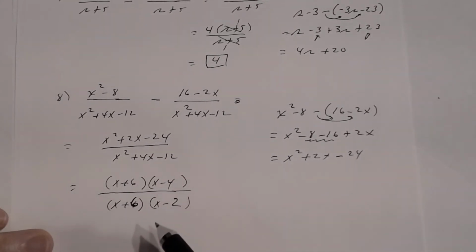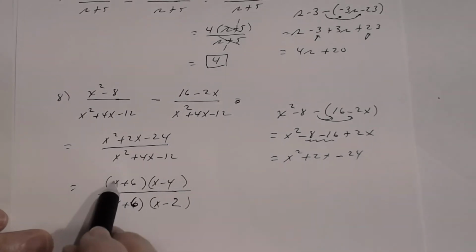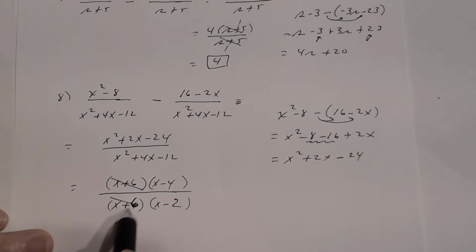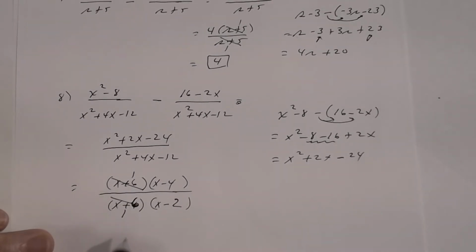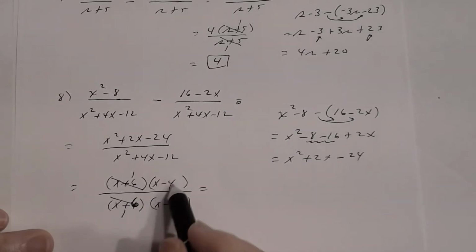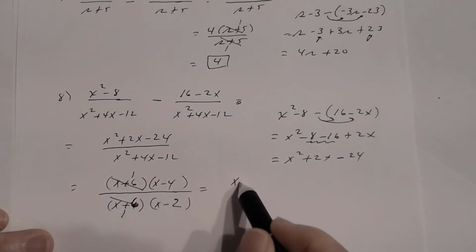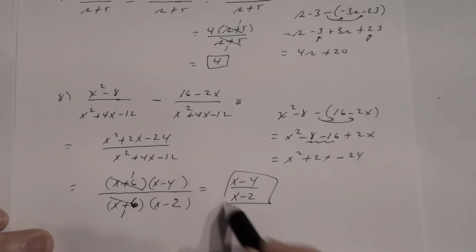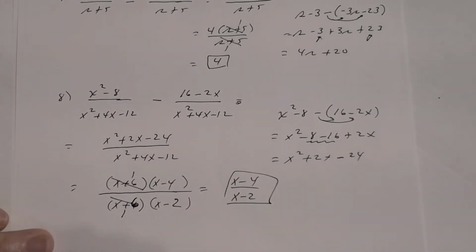And then notice the next step after that is to reduce. And so when I reduce, I can reduce the common factors of x plus 6. Don't forget to put 1 in their place, because that's what that is. X plus 6 divided by x plus 6 is 1. And so I get an answer of 1 times x minus 4 is x minus 4. And then 1 times x minus 2 is x minus 2. All right, so that was number 8.